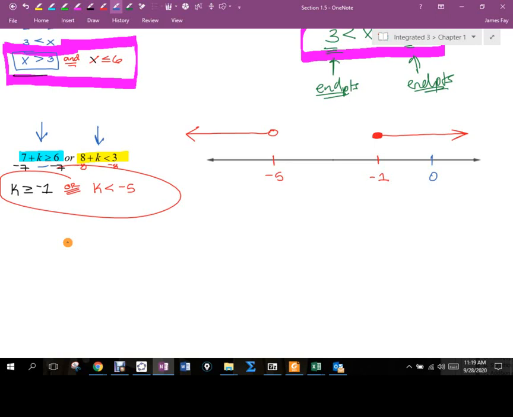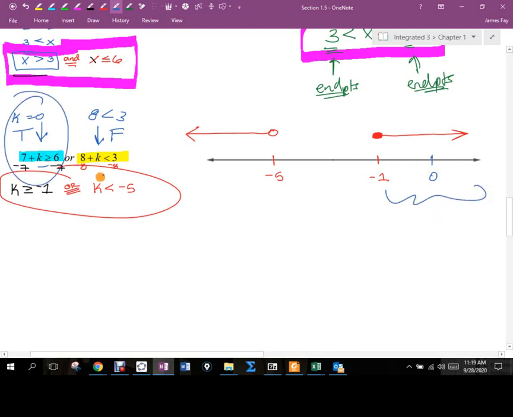It is true, right? So it makes a true statement. So if k is 0, this one would be true. If k were 0 here, it gives 8 is less than 3. That's false, right? But because it says or, it means that your solution of x only has to make one of them true. Okay? So everything to the right of -1, all of these solutions over here are going to make this first one true. They will all make that last one false.